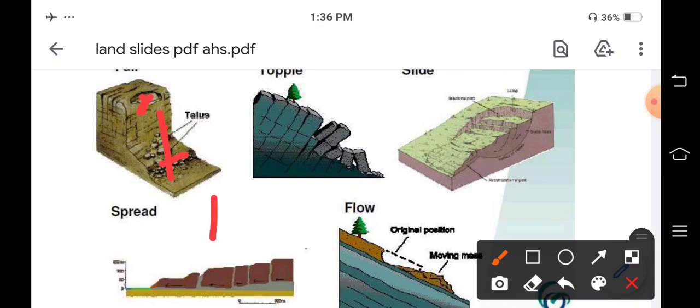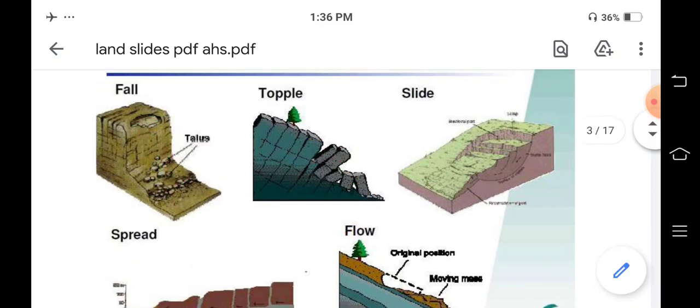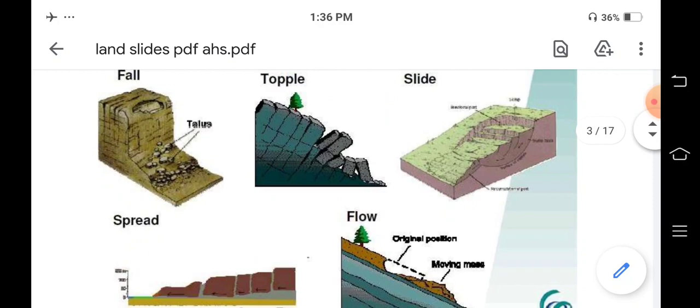Then the topples means the mass tilts or rotates forward as a unit, means there is a single part of the rocks that can be rotated, and it can tilt. Tilt means it can be tilted in this direction. So here we clearly show that these small rocks can be tilted in this direction.